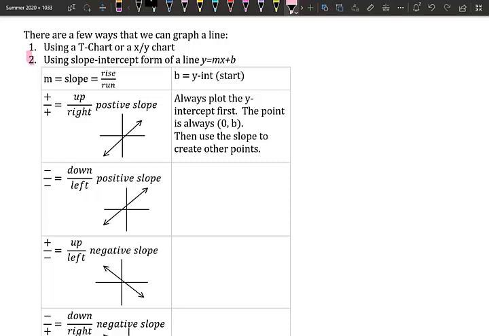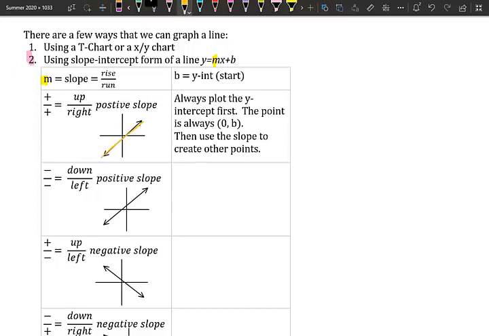But if you are going to college algebra, pre-calc, and trig, you should be using method 2. So our m, that's your slope, and that stands for our rise over run. So our rise over run, if we have a positive over a positive slope, we go up and right, and that's a positive slope. So that's what it looks like.